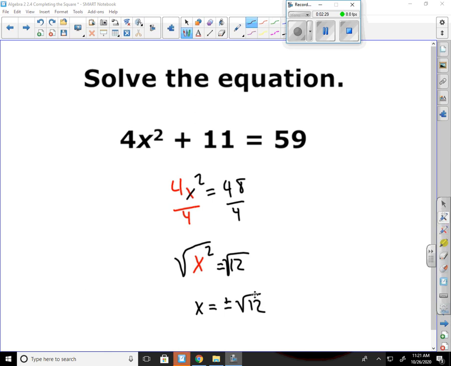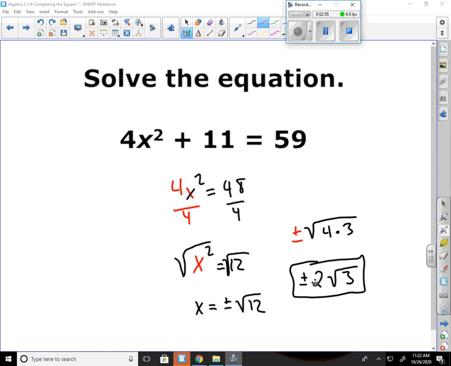I can finish that off just by figuring out what multiplies to give me 12. And I'm looking for perfect squares here. So 4, I know, is 2 squared times 3. Square root of 4 is 2, so that comes out in front. And then I can't take the square root of 3, so that's left inside. That would be our final answer: plus and minus 2 root 3.